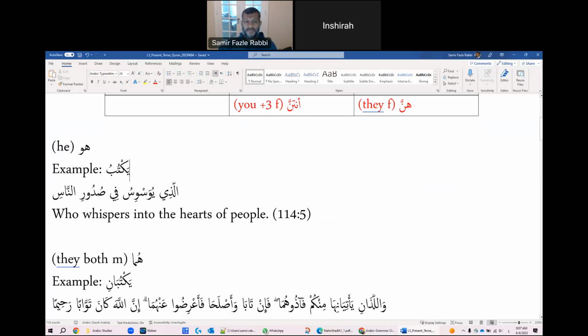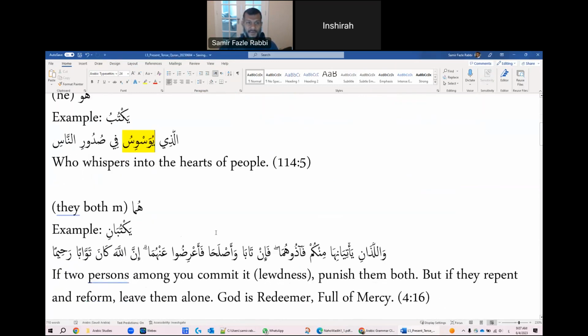And so from this verse here, I would like you to please identify something analogous to this, in terms of the present tense, he is doing something. So I guess the present tense verb would be يوسوس. Yes, very good. Which means what? He whispers. Yes, very good.